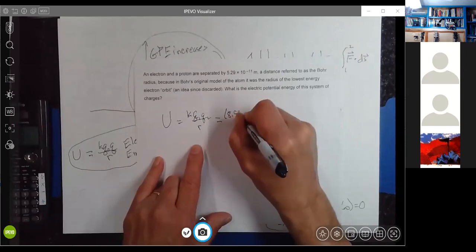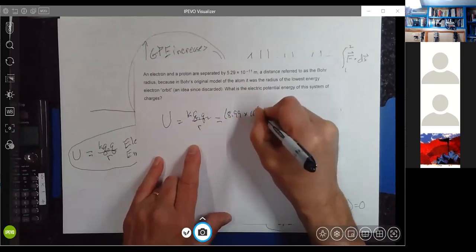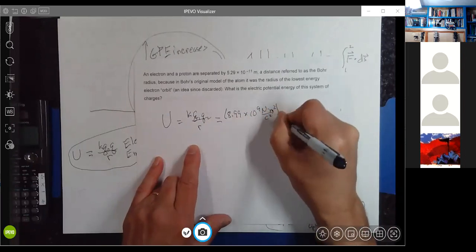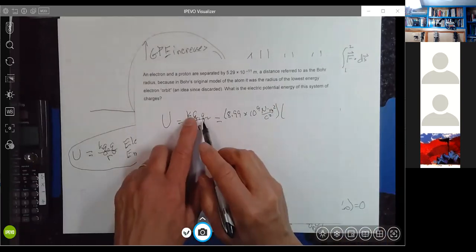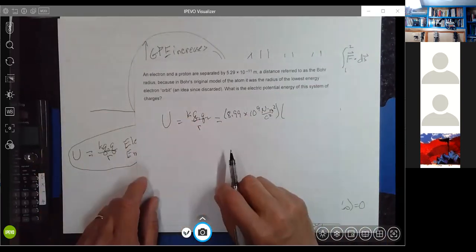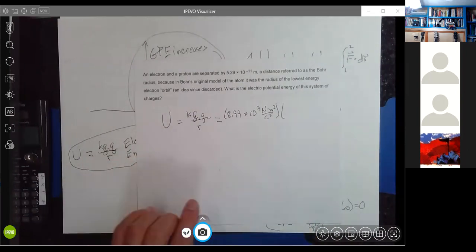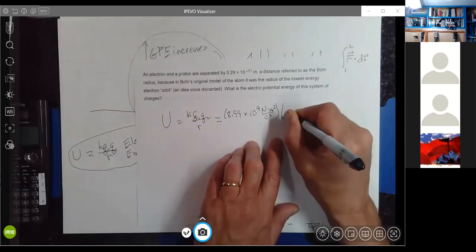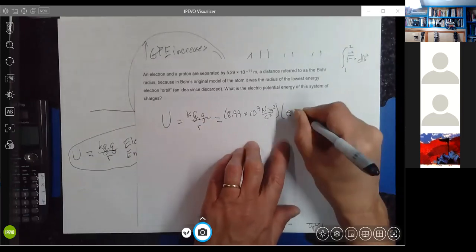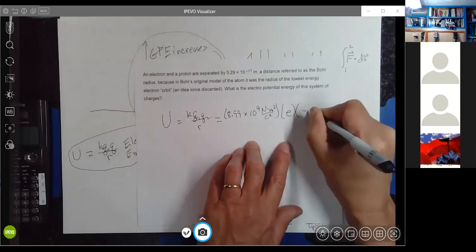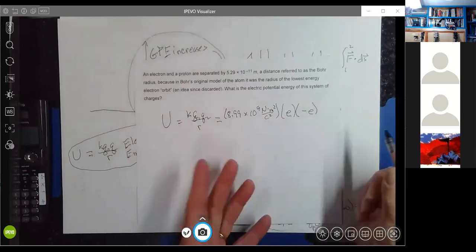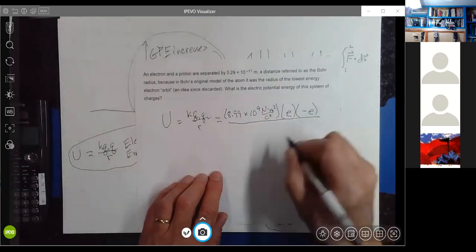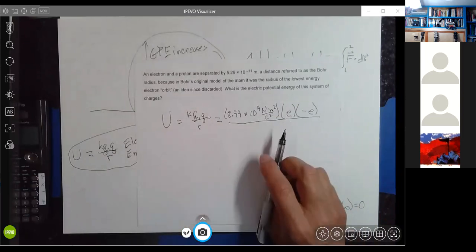And so, 8.99 times 10 to the 9th newton meters squared per coulomb squared. And the charge of each of these things is the same, if we're just after the magnitude of the potential energy, or we can go for the sign too. One of them is going to have a charge e, and the other is going to have a charge minus e. And in each case, e is 1.60 times 10 to the minus 19th coulombs. And so this will be a negative potential energy.